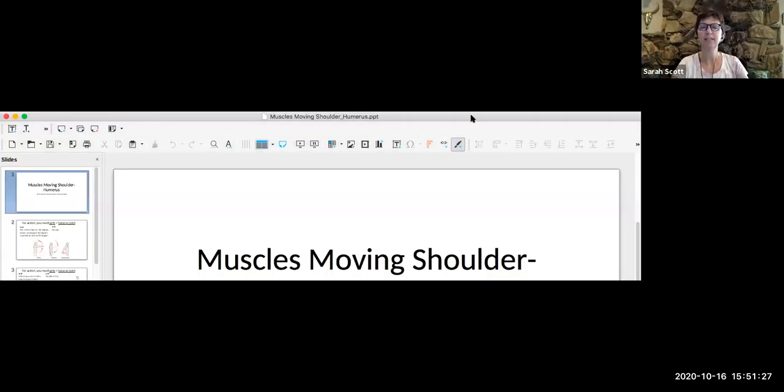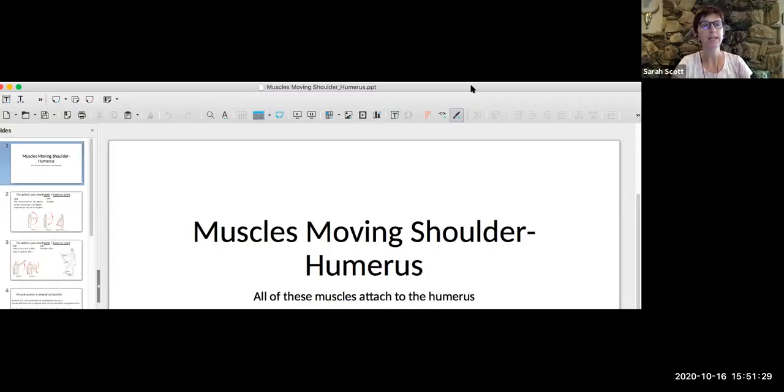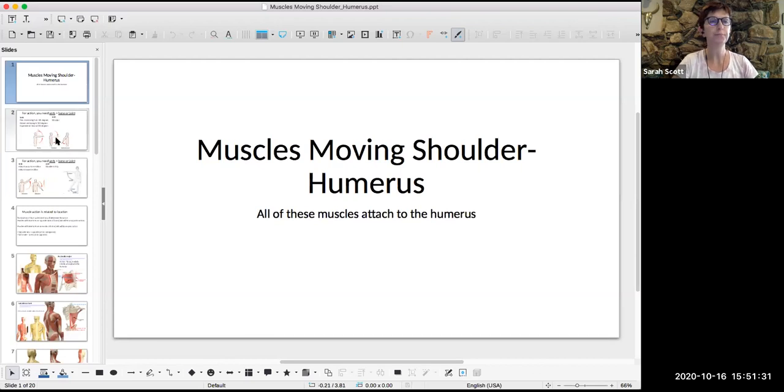Now the last one is going to be for the humerus. I've kept this list kind of short this week. I think you guys need a little bit of a rest here. Time to do other things. All right, so these are muscles that attach to the humerus.